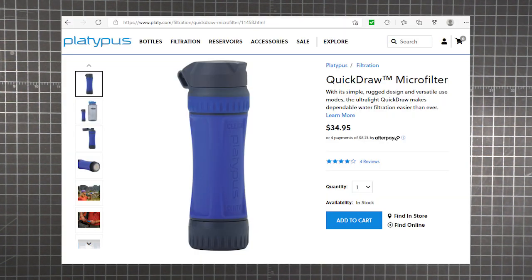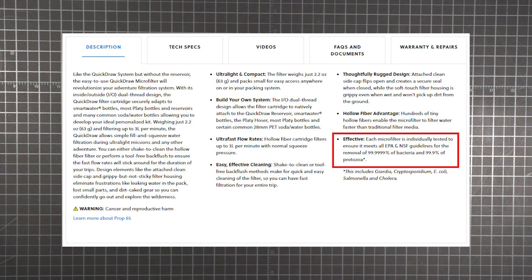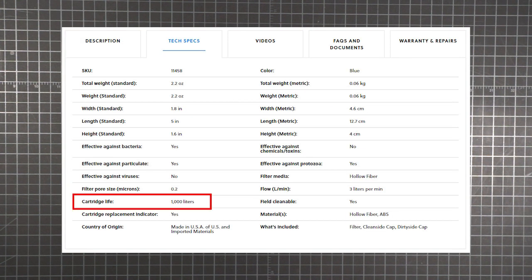Platypus came out with a new microfilter called the QuickDraw, so let's check it out. They've got the generic "meets all guidelines" removal rates of 6 log for bacteria and 3 log for protozoa, and the cartridge life is 1,000 liters. And this is where those numbers fit in.